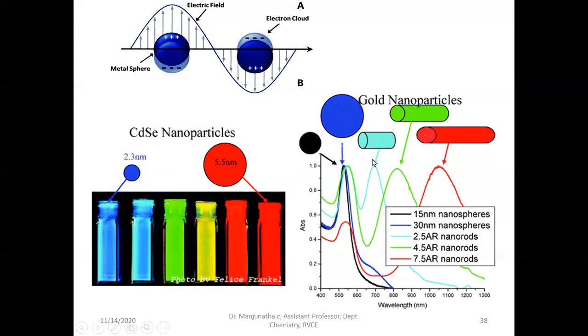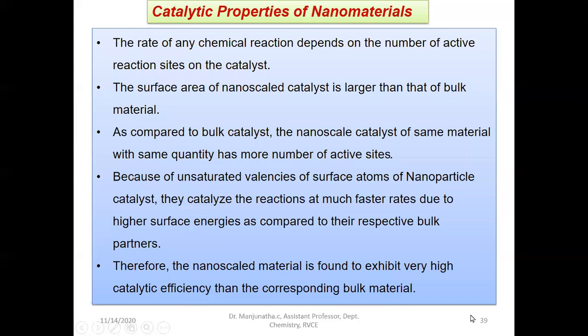So because of their aspect ratio, the size and shapes are different. Look at this, it is increasing, and see it is absorbing a different wavelength. This is AR, which means aspect ratio. If the aspect ratio increases, the absorption band also changes. All the three are showing two peaks. This red one also has two peaks. That was about optical property.